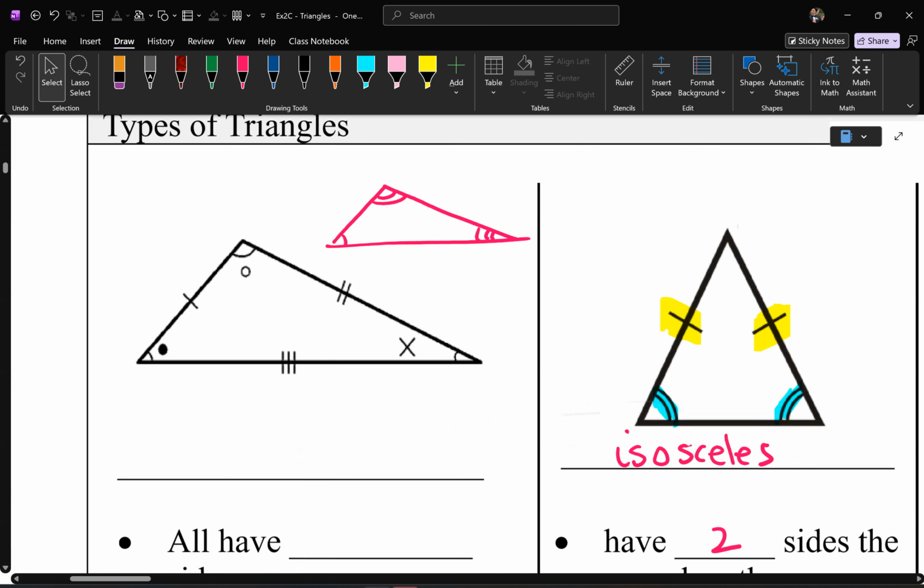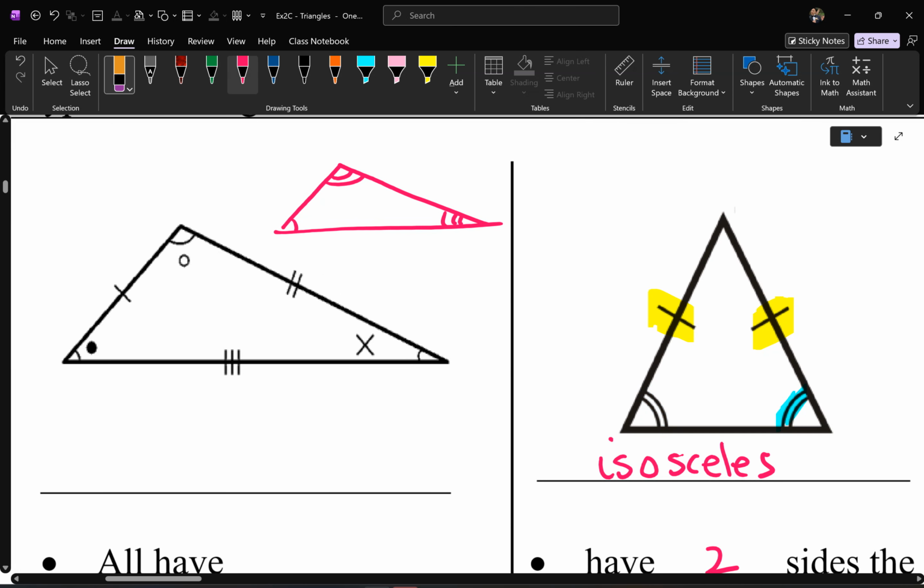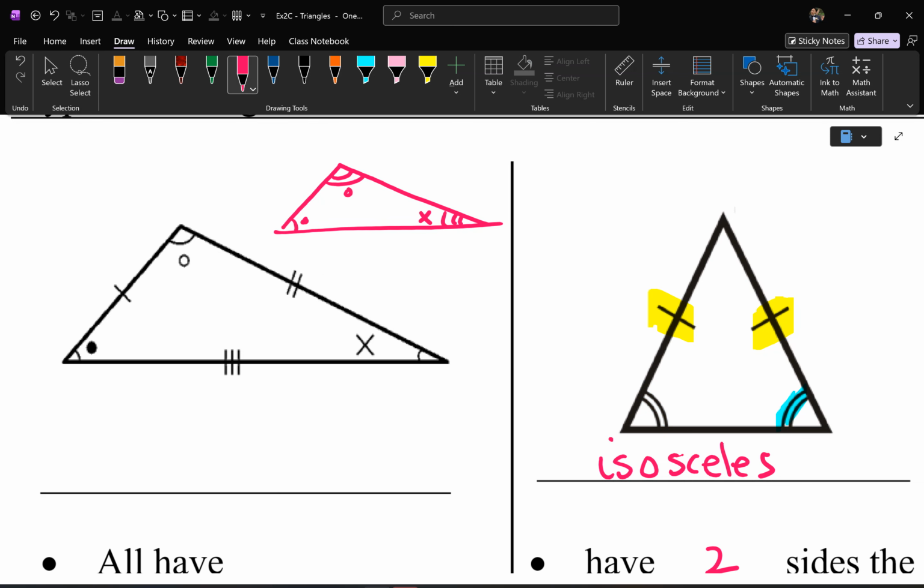Alternatively, you could do what this diagram did, where you can actually just put a symbol for it. So dot, open circle, and a cross. That's another way to show that they're all different as well. Or you could have done dot and dot to show that those two are the same.